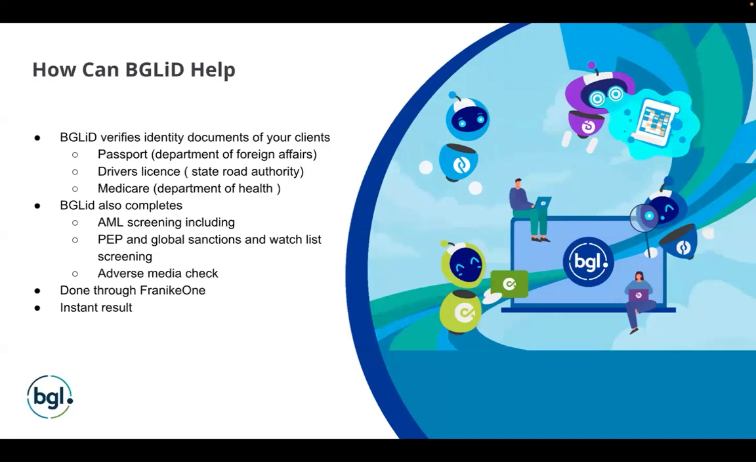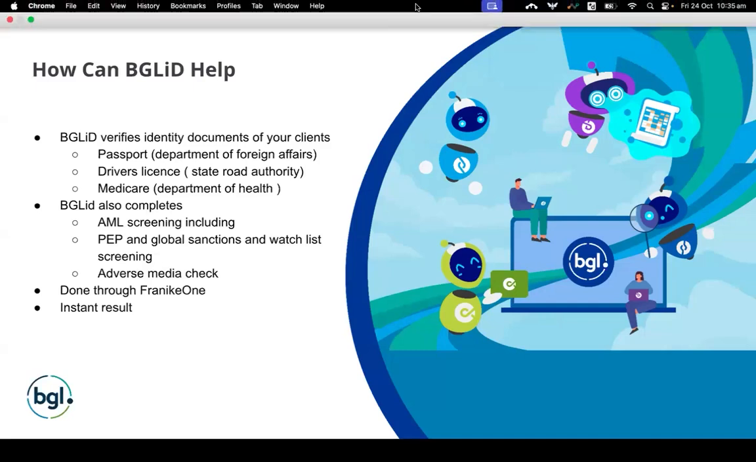We also have an extra one called adverse media screening. So this is if you would like to check if that person has any adverse media. This is done through our integration partner, an Australian business, Frankie One. You will receive an instant result, including the report showing the whole client identity verification and which documents they use, and its expiry as well.